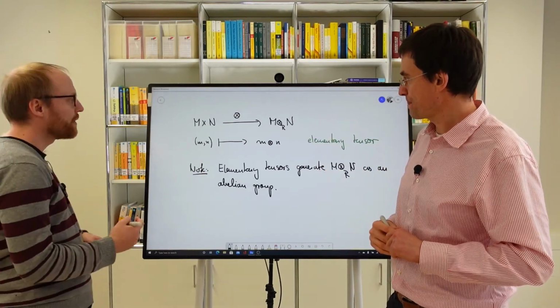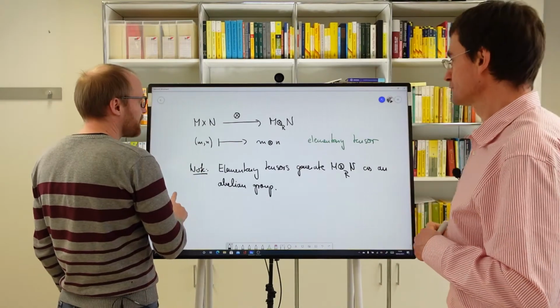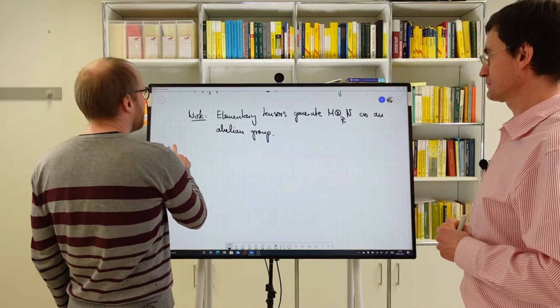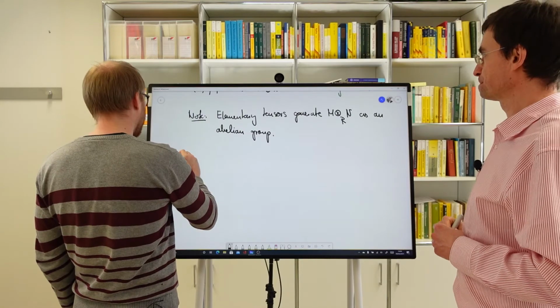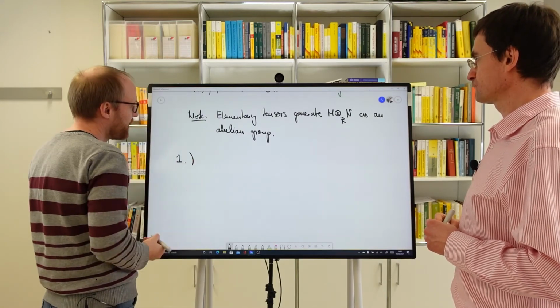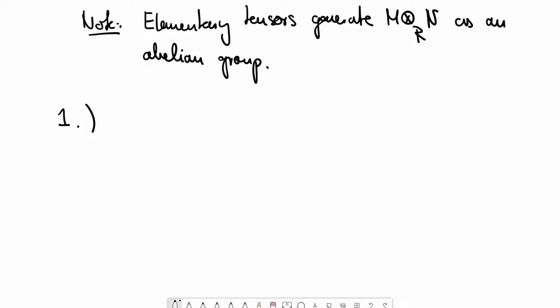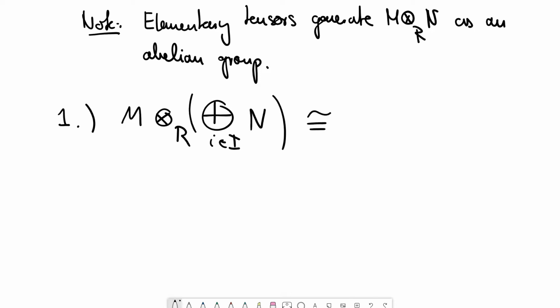And using this technique, we can now formulate and actually write down the corresponding isomorphisms of some elementary properties of how to compute tensor products. One of these is a sort of distributivity property, namely if you've got a right R module M and you form the tensor product over R with a direct sum of arbitrarily many left R modules N_i, then it turns out that this is isomorphic to the direct sum over the same index set of those tensor products M tensor_R N_i.